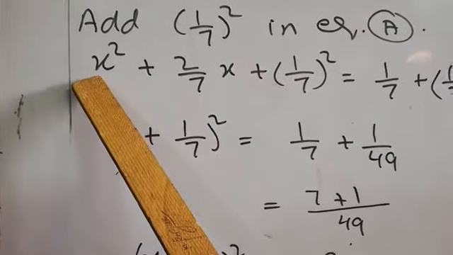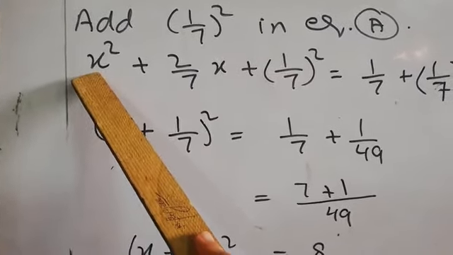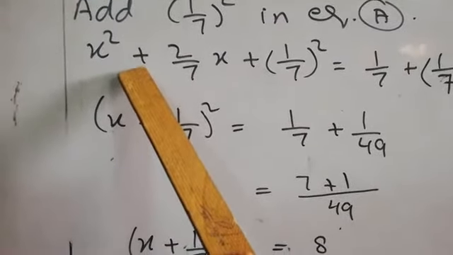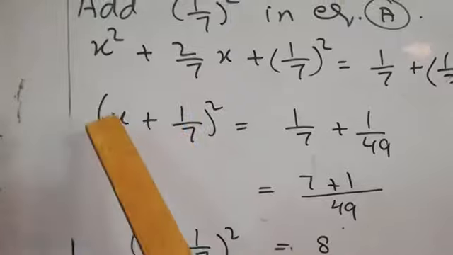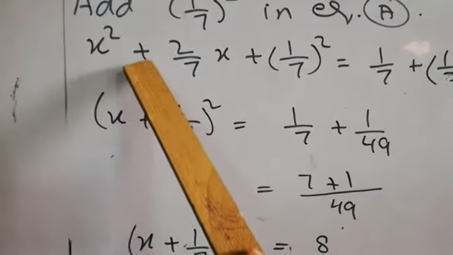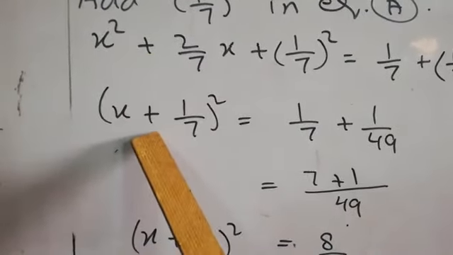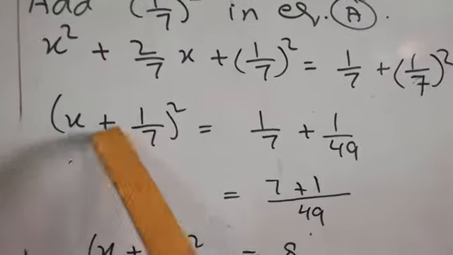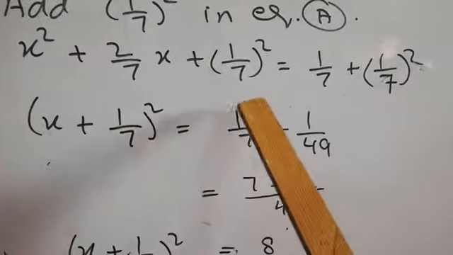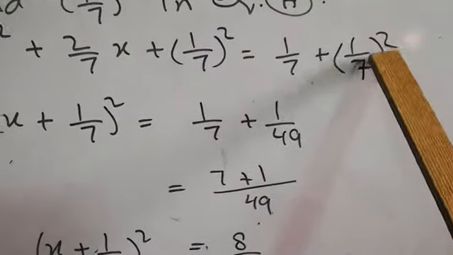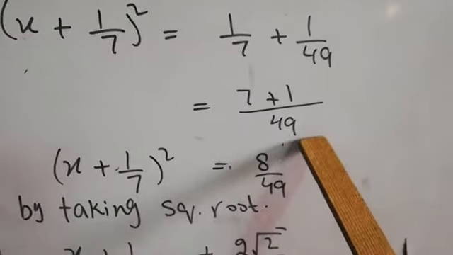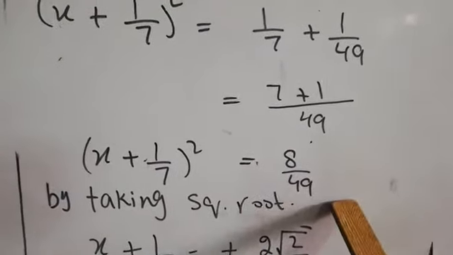We will check, this is the a square, the value of a, this is the value of b, and from the x we will use the sign. If it is positive, then we will put a positive sign. If it is negative, then we will put a negative sign. So it will combine to x plus 1 over 7 whole square is equal to 1 by 7 plus 1 by 49. The square of 1 by 7 is 1 by 49. Now we will take the LCM and get 8 by 49.